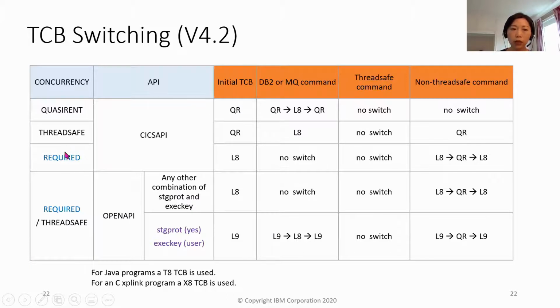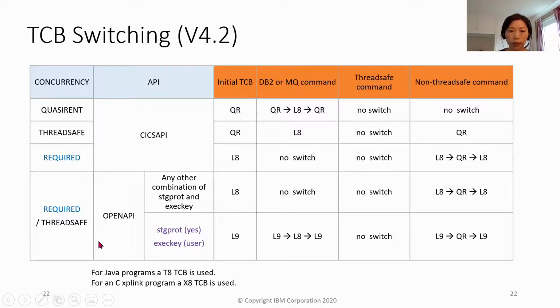The CONCURRENCY(REQUIRED) attribute, we introduced it in CICS version 4.2. Prior to that, you would have CONCURRENCY(QUASIRENT) or THREADSAFE. With those configurations, with QUASIRENT, the application primarily stays on the QR TCB. It only runs on the L8 TCB when a DB2 or MQ command is encountered.